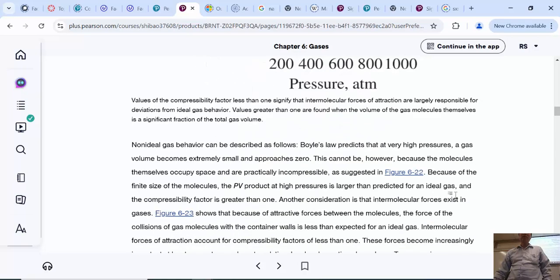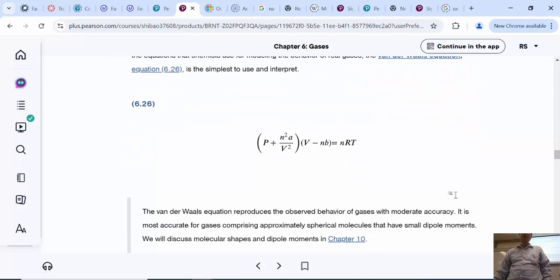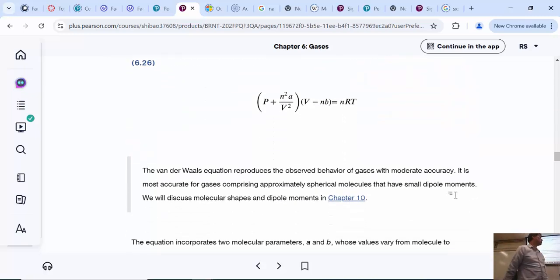And therefore, we modify the ideal gas law. So this is an ad hoc modification to the ideal gas law. And this is called the van der Waals equation here. And so it's P plus n squared a over V squared, times V minus nb, is equal to nRT. So we correct the pressure, correct the volume.